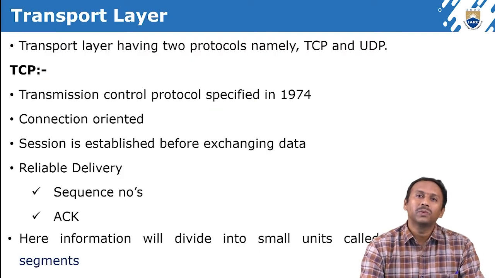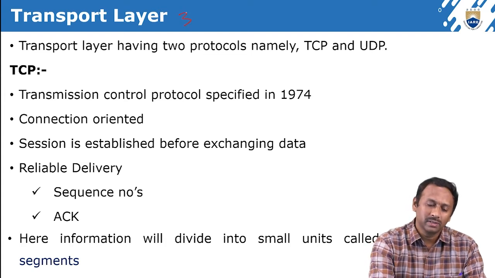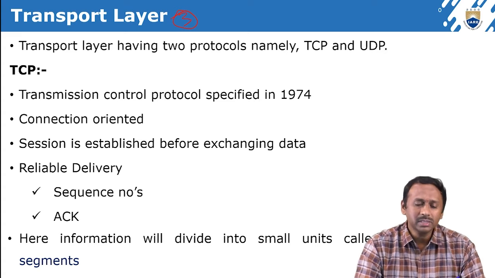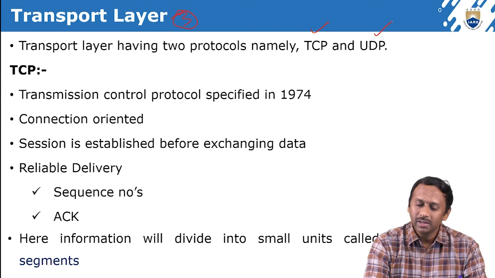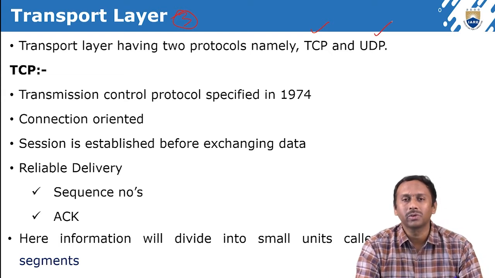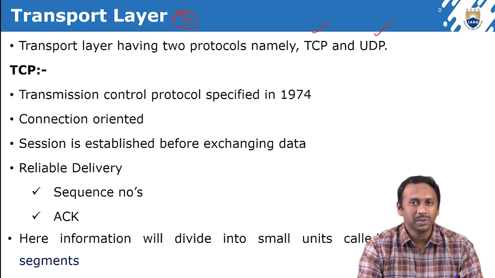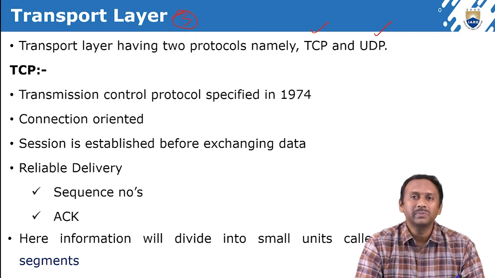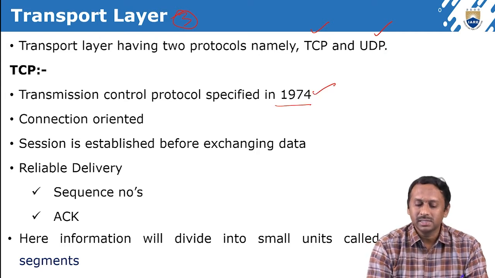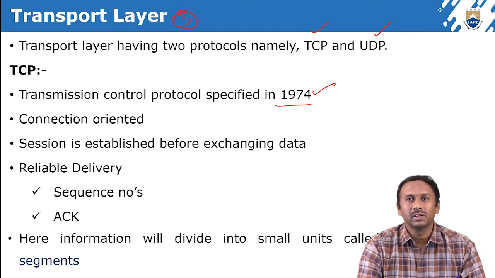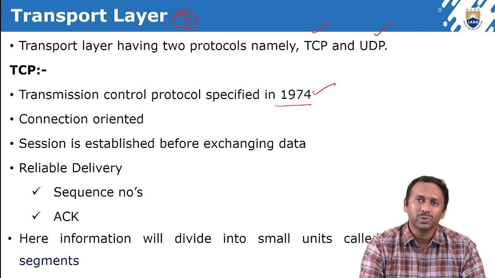The next important layer is the transport layer. This is the third layer. The transport layer has two protocols, namely TCP and UDP. We have only two protocols, TCP and UDP. What is TCP? What is UDP? We'll see. TCP stands for Transmission Control Protocol, specified in 1974, and it is connection oriented.